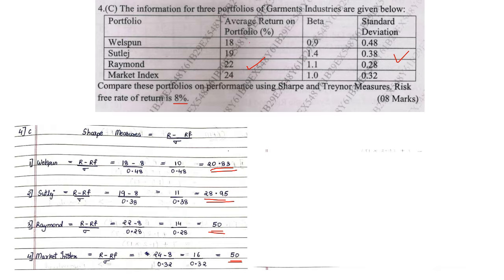So in this, if you have to compare, which one is the better among the both? So market index and Raymond will be ranked as 1 because they are the highest. Okay. Second will be Sutlej, and third will be Welspun.